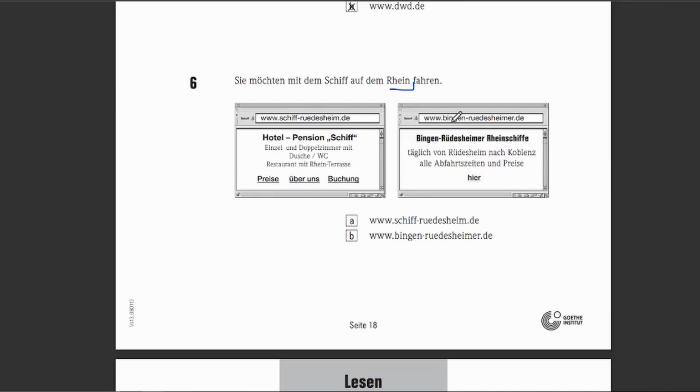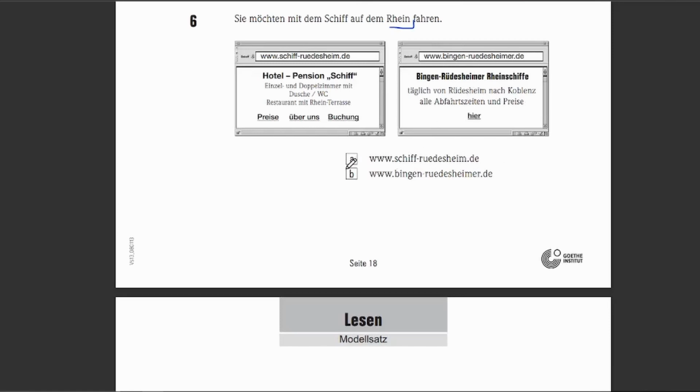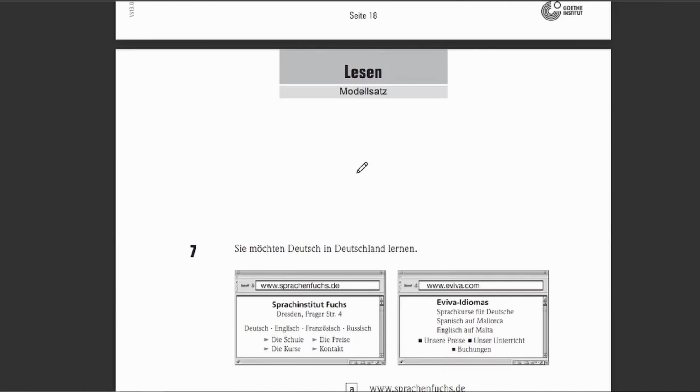The most correct one is, let's see here, Bingen Rudesheimer Rheinschiffe. So Rhein fahren in River, täglich von Rudesheim nach Koblenz, alle Abfahrtzeiten und Preise. So this website is giving you all the start time and the price to travel from Rudesheim to Koblenz. So this website is the most appropriate one if you would like to travel in a boat or a ship in the river Rhine. So answer, this one is the correct one. So let's make a cross X, big X.